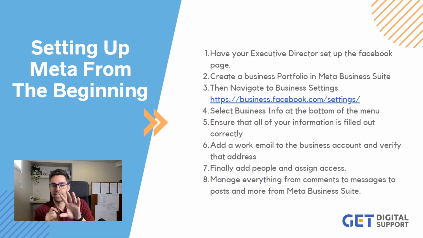So within those settings, down at the very bottom of the menu on the left-hand side, you're going to find business info. So you want to go to that business info section. Ensure that all of your information is filled out in that section. It just asks for your legal business name, your address, and most importantly, email address. That is where you want to add a work email to that account and then verify it.